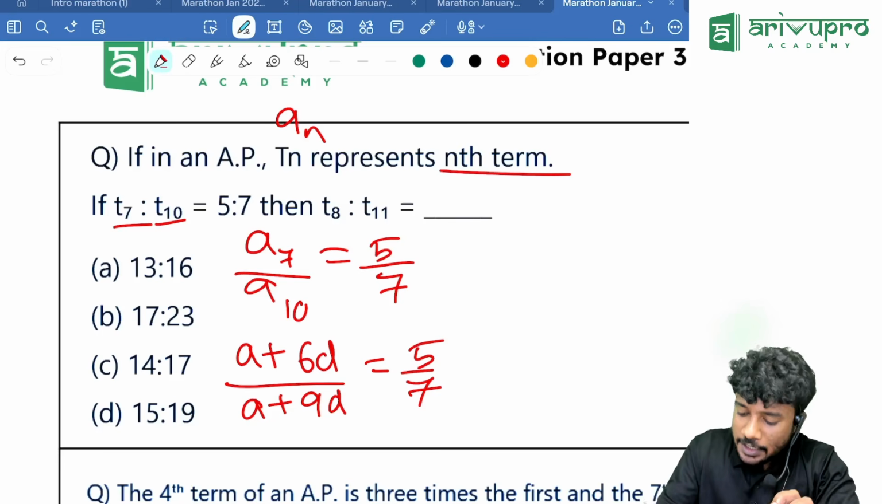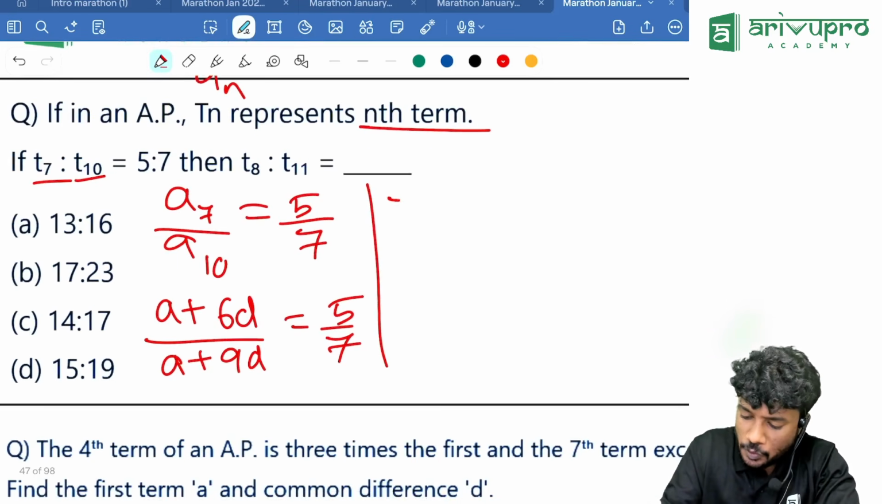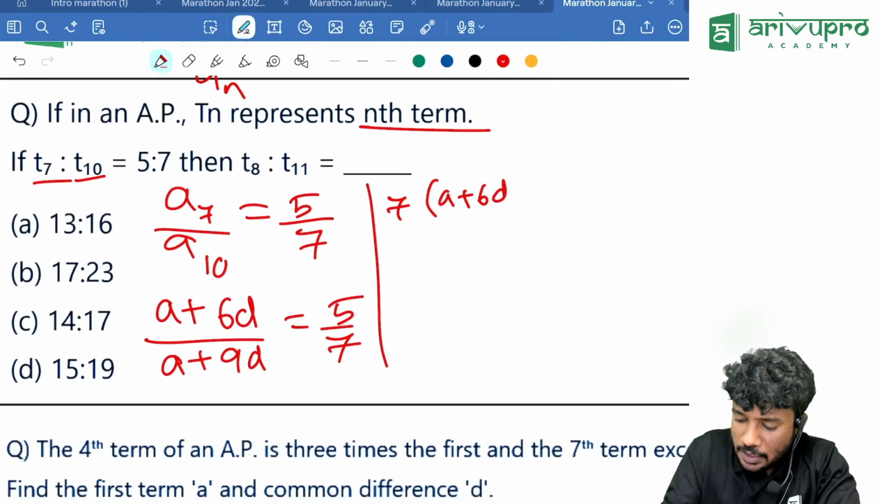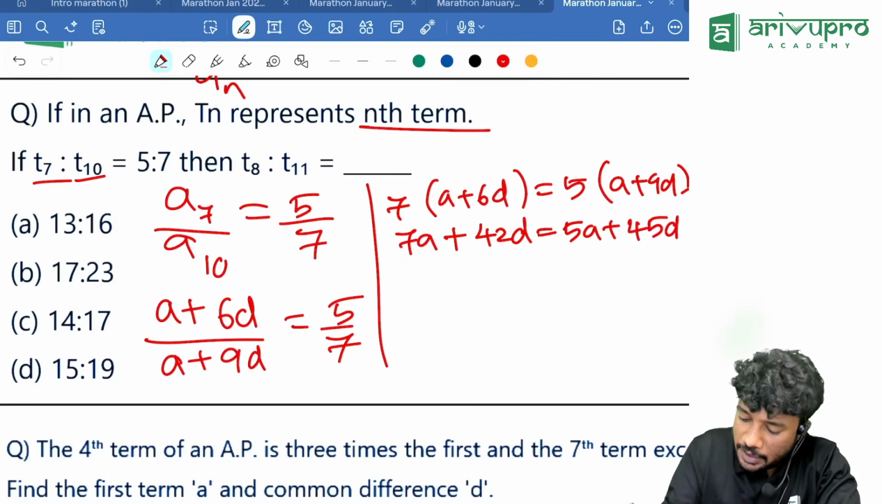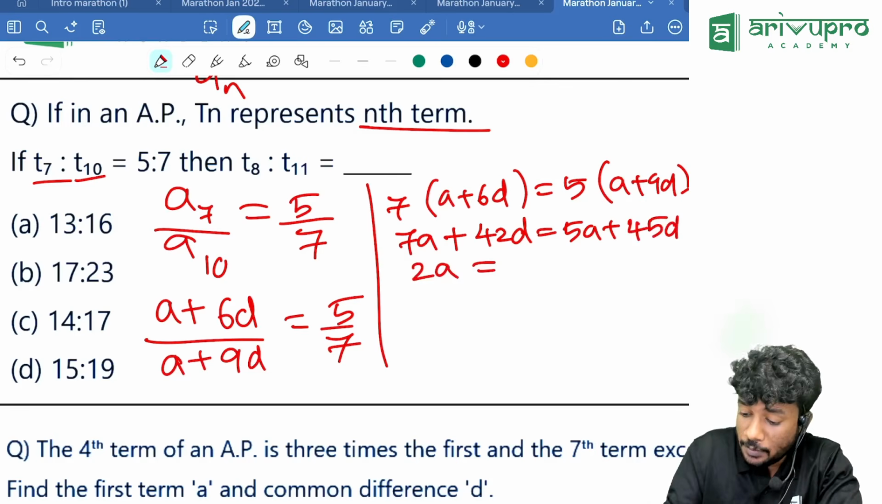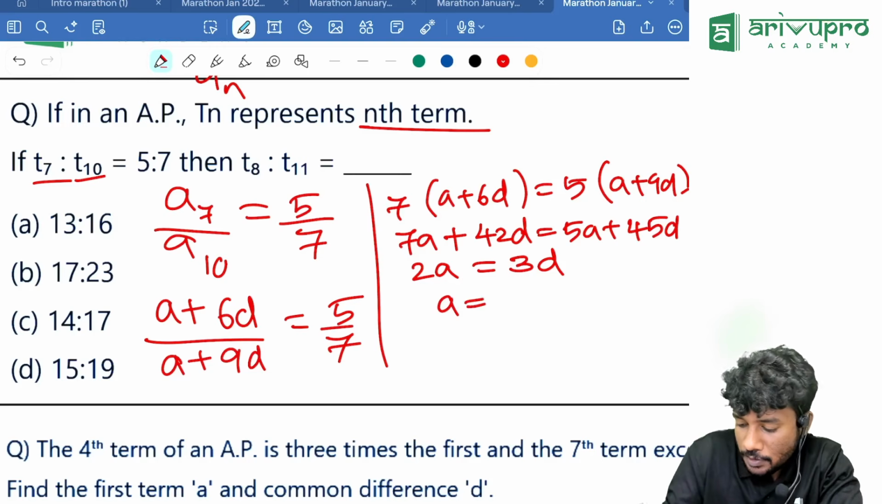Now people, can you cross multiply this? How will you cross multiply? 7 into A plus 6D is equal to 5 into A plus 9D. From that, how much will you get? 7A plus 42D is equal to 5A plus how much D? 45D. From that, 2A is equal to, 42 goes to the other side, it will become 3D. That means A is equal to 3D by 2.